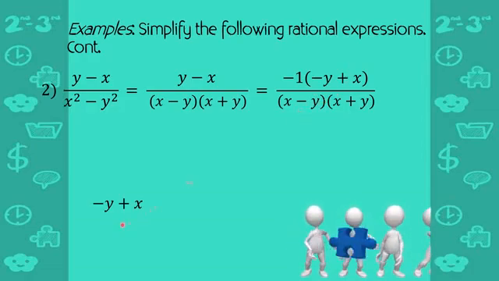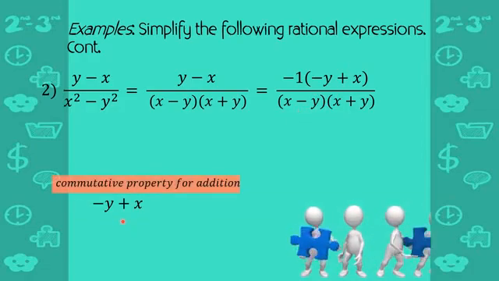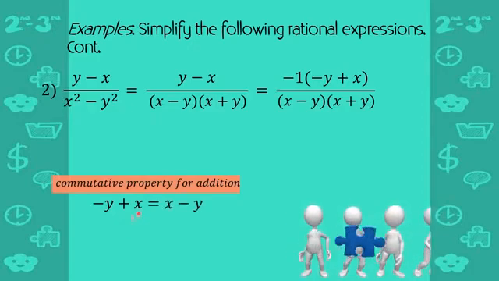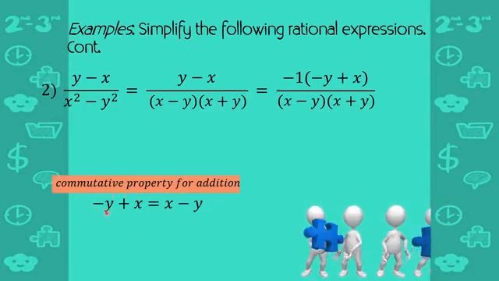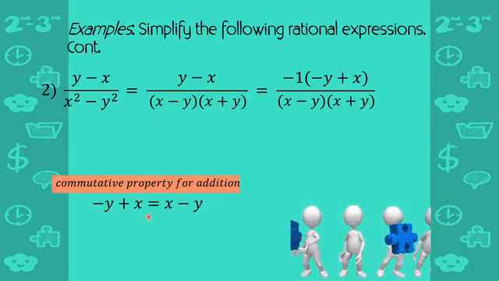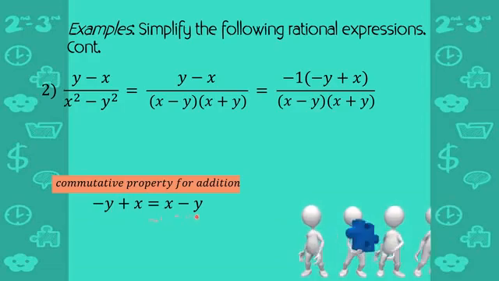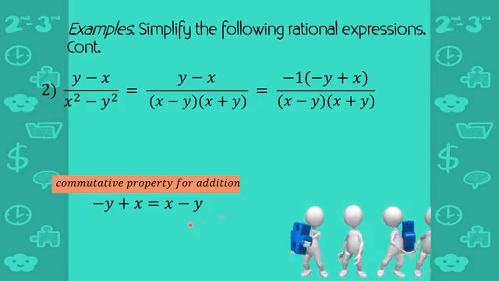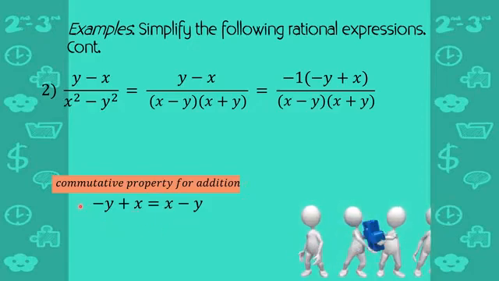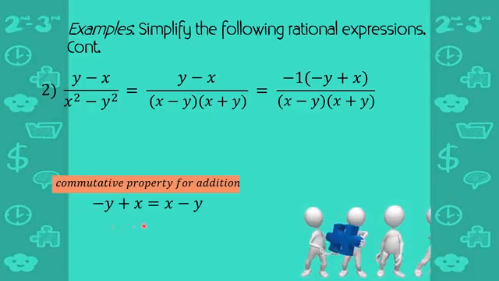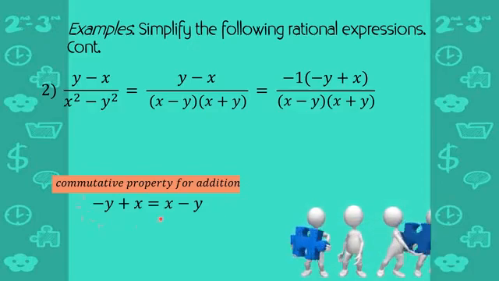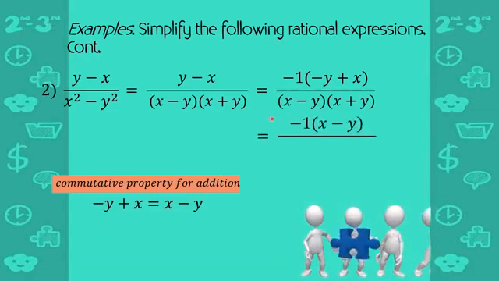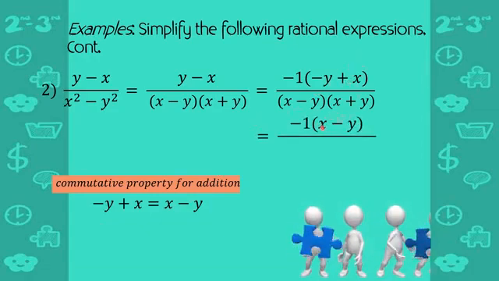Observe that if you have negative y plus x, by applying the commutative property for addition, that is just the same as x minus y. When you have this kind of addition, negative y plus x, you can just simply interchange the terms, x minus y. They are just equal. I just interchange the terms, and this is true. Okay, this is applicable because of commutative property for addition, a property for real numbers. Therefore, I can write negative y plus x as x minus y.